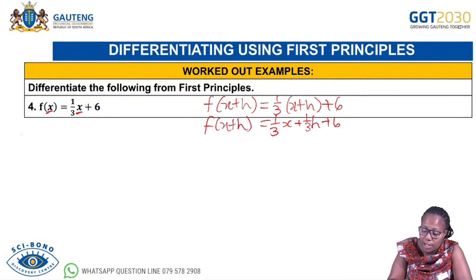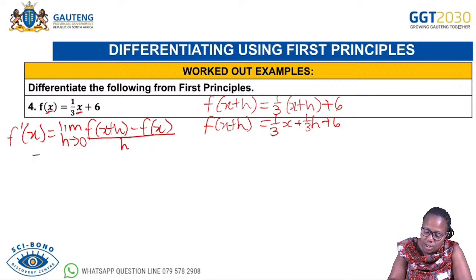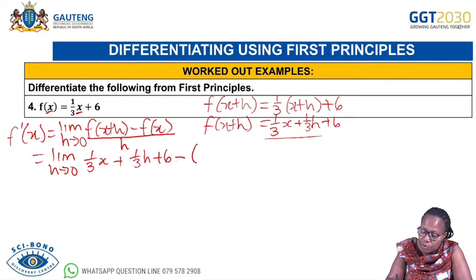And then now we can substitute into our formula. f derivative of x is equal to the limit of h approaching 0, f at x plus h minus f at x, everything over h. And then the limit of h approaching 0, f at x plus h is 1/3 x plus 1/3 h plus 6. Minus, I have 2 terms. Remember that bracket? It's 1 over 3x plus 6 there. And then everything over h.